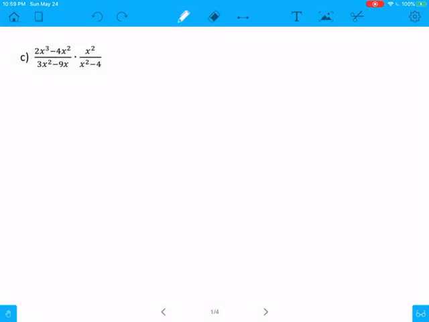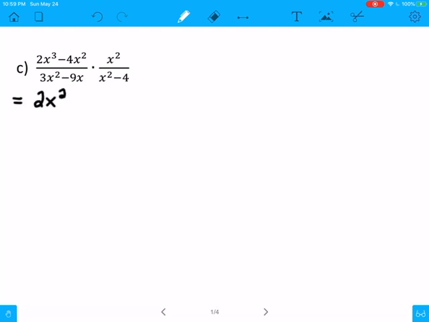The left numerator, I have 2x cubed minus 4x squared. I can take a 2x squared out. When I take a 2x squared out of 2x cubed, I'm left with x. And when I take a 2x squared out of negative 4x squared, I'm left with negative 2. And then the 2 and the x squared can go in their own brackets because they're multiplied.